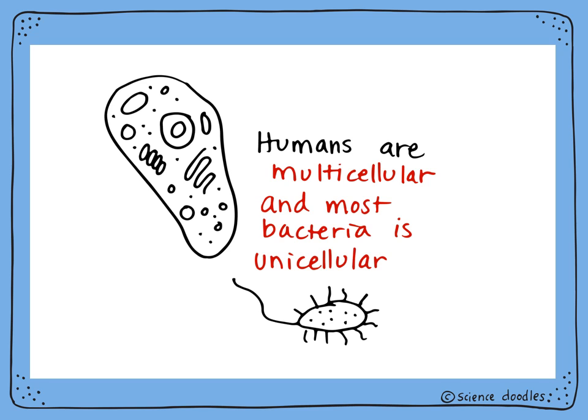Okay, and then our next slide says humans are multicellular and most bacteria are unicellular. We have multiple cells because you can see us without a microscope, and bacteria, remember, are so small that you have to have a microscope in order to see them.